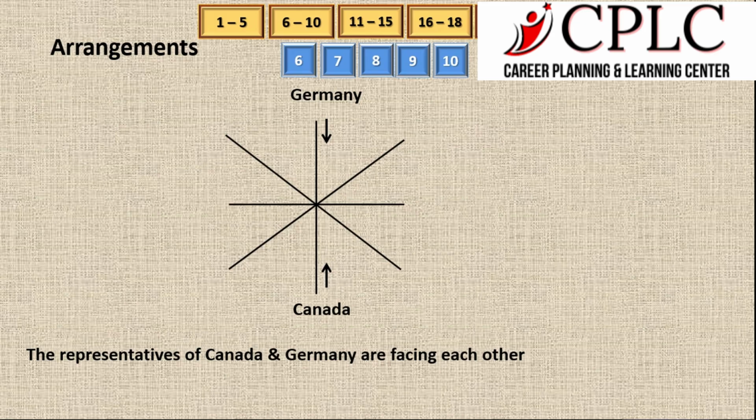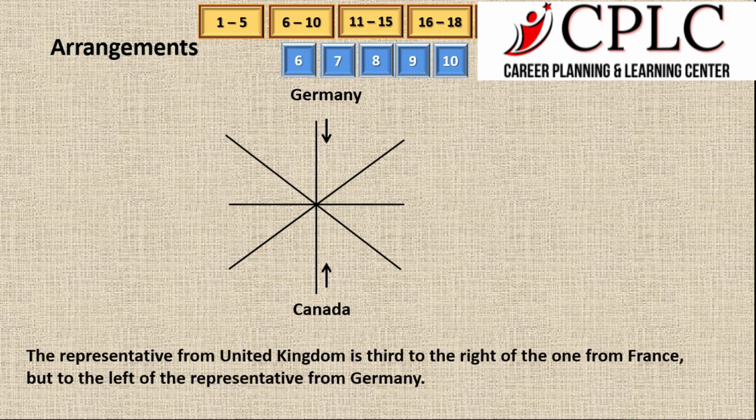Then once you get this related to this data, you can start now solving and you will get the answer. So representative of UK is third to the right of one from France, but to the left of representative of Germany. He is facing inside Germany. So left is clockwise. So UK will be here. And the same person UK, there is one more position we have to map. That is, he is third to the right of one from France.